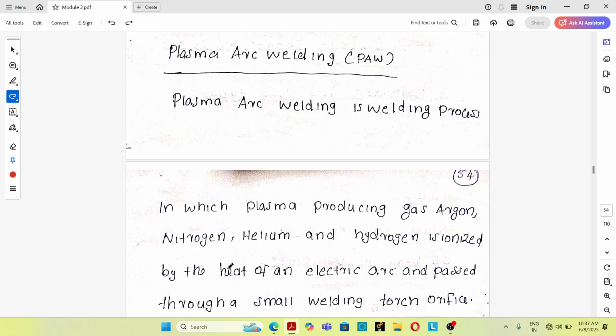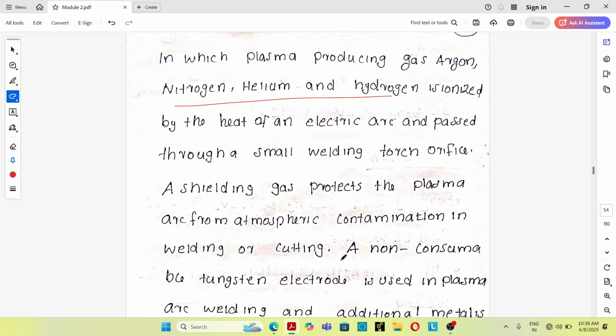In a plasma arc welding process, the heat required for welding is obtained by ionizing the plasma producing gases. Commonly used plasma producing gases are argon, helium, nitrogen and hydrogen. A shielding gas protects the plasma arc from atmospheric contamination in welding and cutting operations. The plasma arc welding process and plasma arc cutting process follow the same principle, so this plasma arc can be used for either cutting or melting operations.